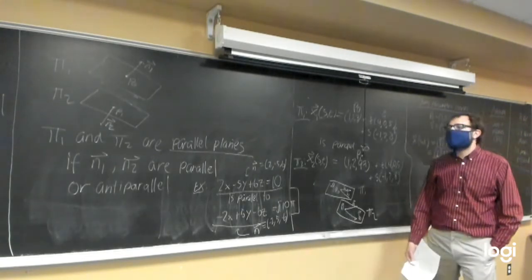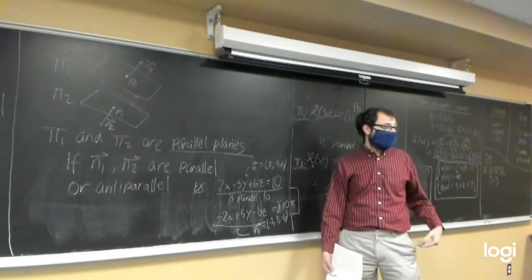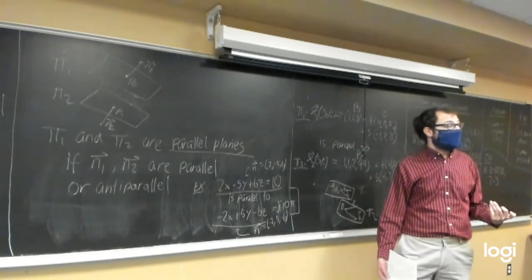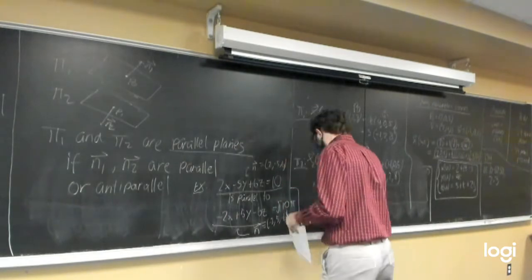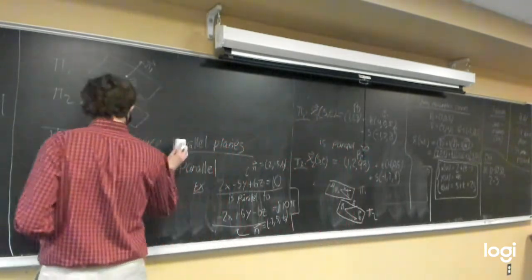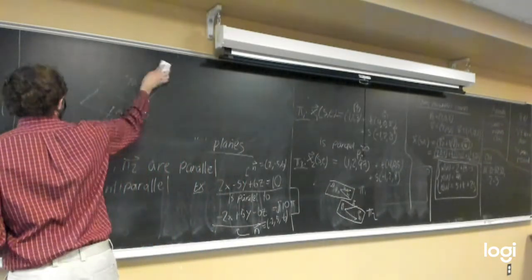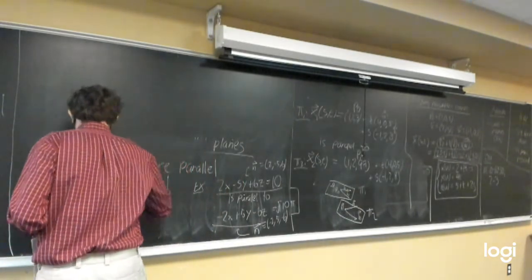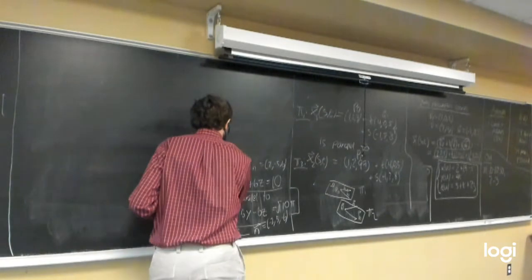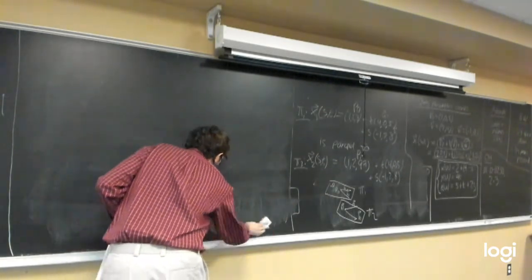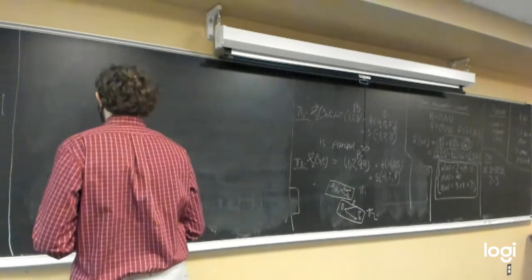Alright, so we've talked a lot about lines. We've talked a lot about planes. Let's do a problem where we're using both a line and a plane. The next question I want to ask is, if we have a line and a plane, can we find the point at which the line and the plane intersect?